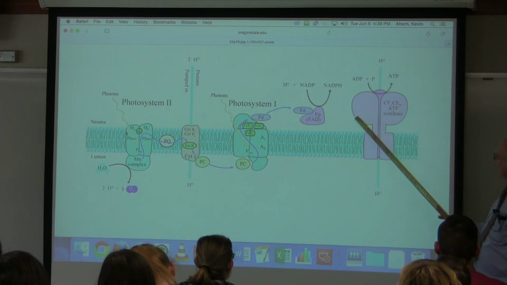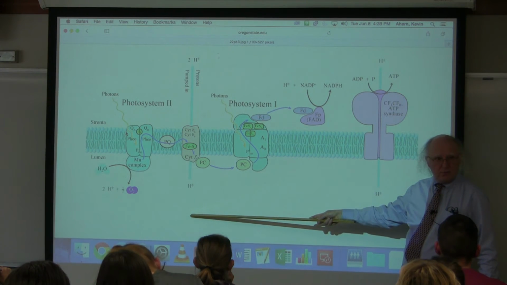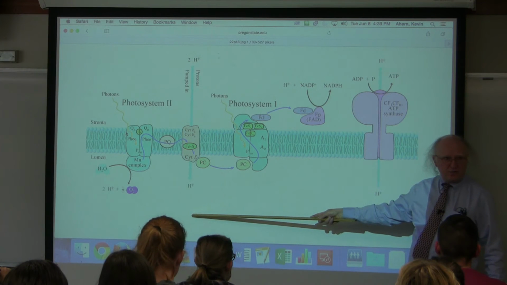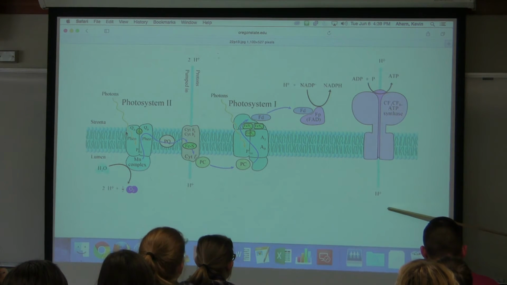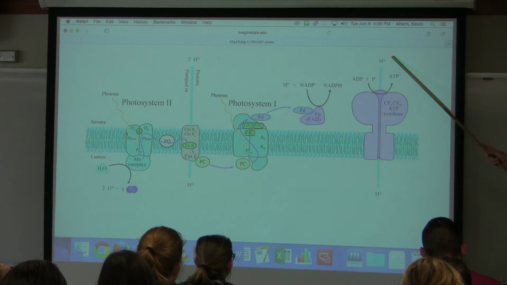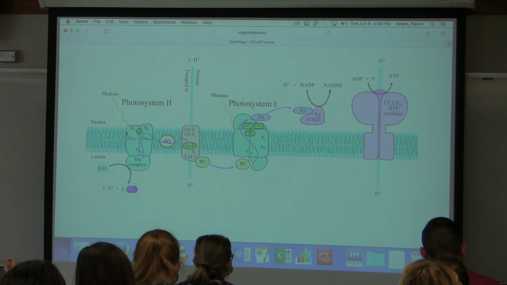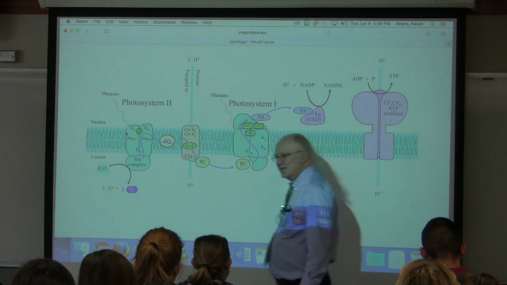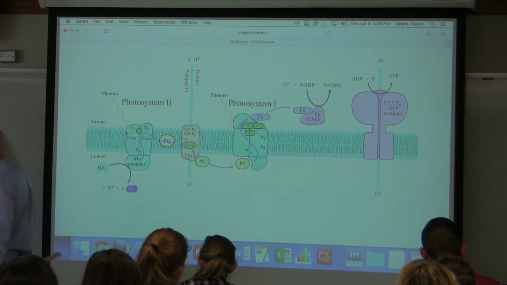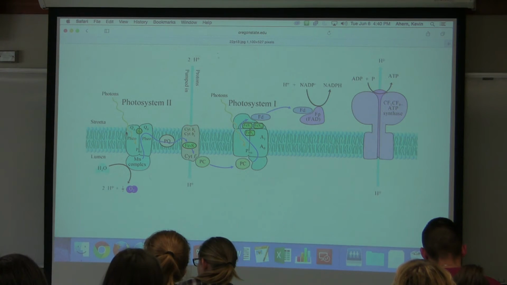Over here is what's happening with the proton gradient. The protons are being pumped in, causing a high concentration of protons on the inside. Those protons want out, and how do they go out? Through the ATP synthase. And it's almost identical to the one in the mitochondria. Pretty cool system. Without this, life on Earth doesn't exist as we know it. We don't have oxygen if we don't have this system functioning.